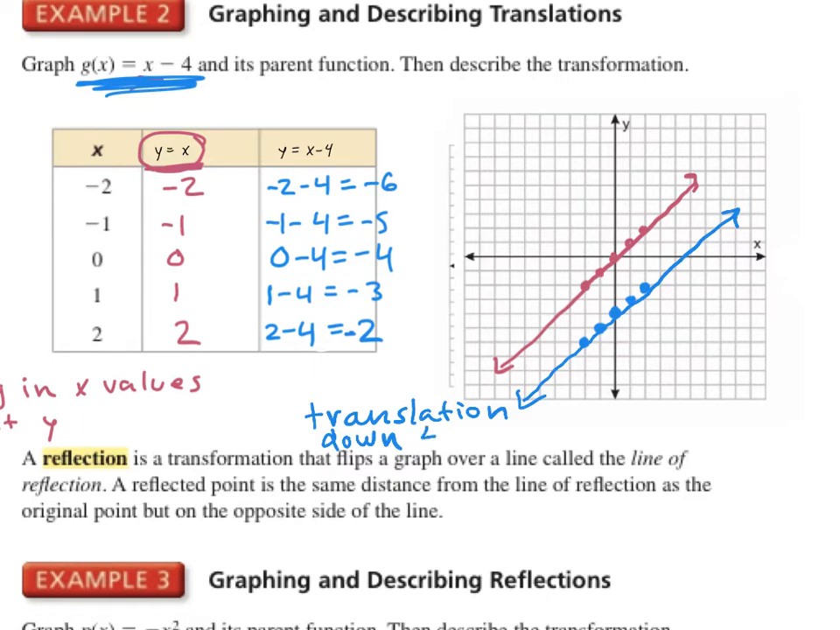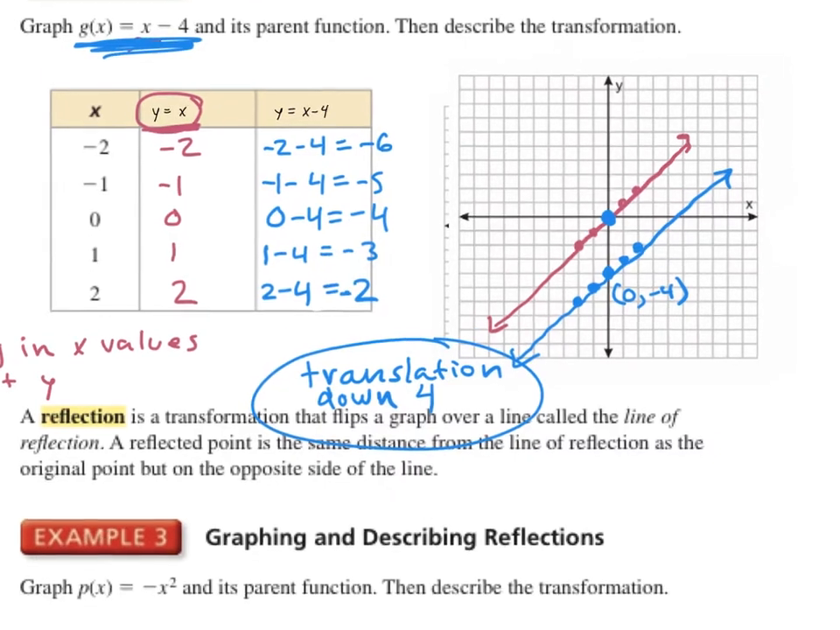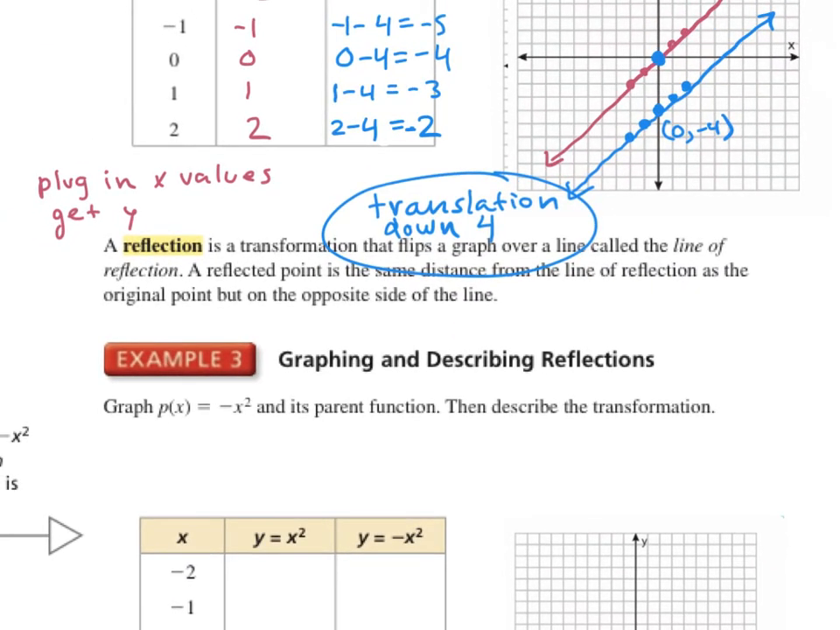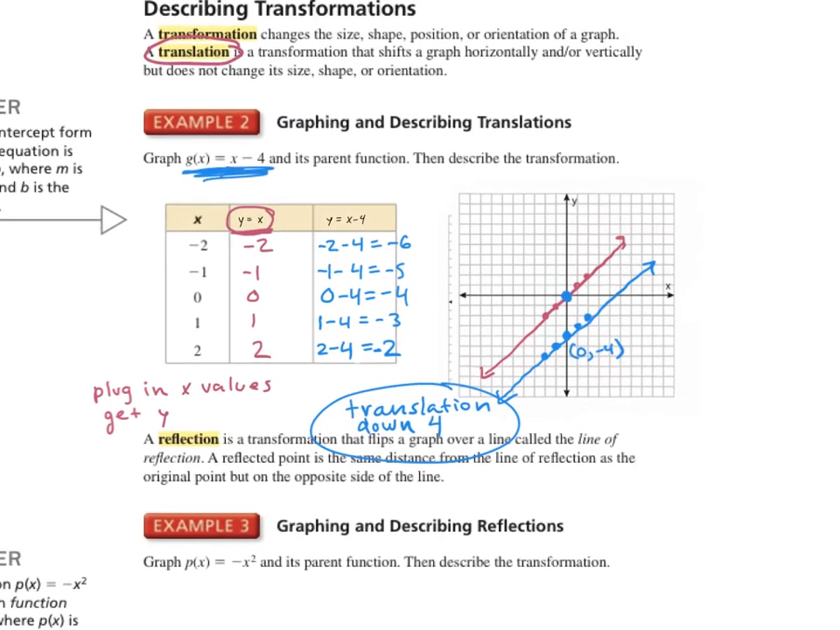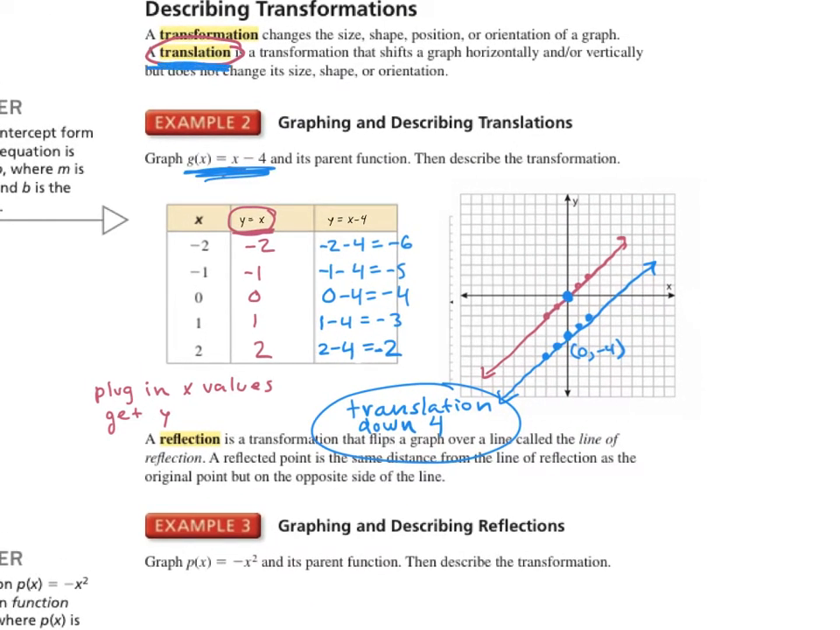4. Awesome. So the way I always think of it is I take the same point, so I'll look at 0, 0, and then just see that this point here is 0, -4, so I see that our graph just shifts down 4 units. So this is a translation that shifts down 4 units. So keywords here are translation and shifts.